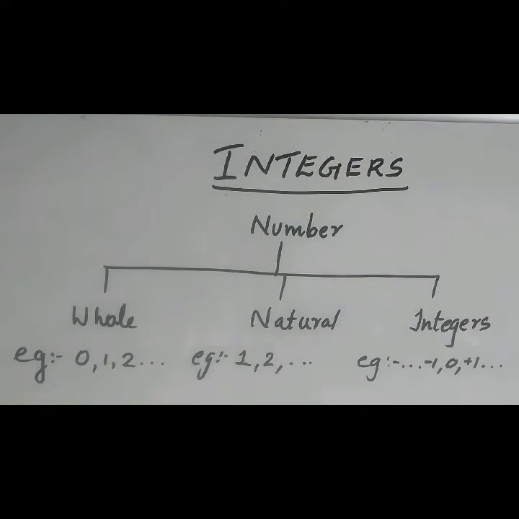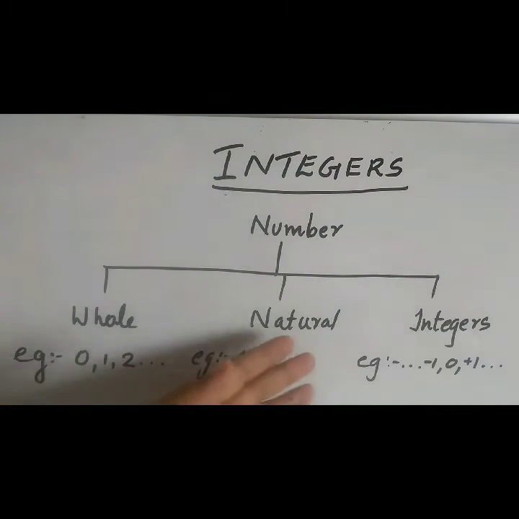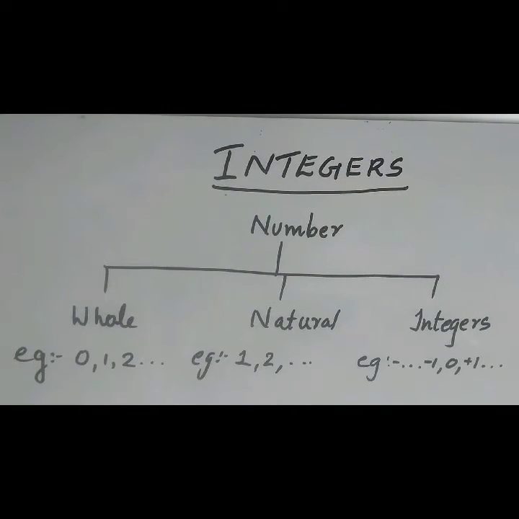Numbers are divided into three types: whole numbers, natural numbers and integers. Whole numbers start from 0: 0, 1, 2, etc. Now what is a natural number? It starts from 1, not from 0. That's the difference between whole numbers and natural numbers. When we usually count, we start from 1, not from 0. Naturally, when we count, it starts from 1.